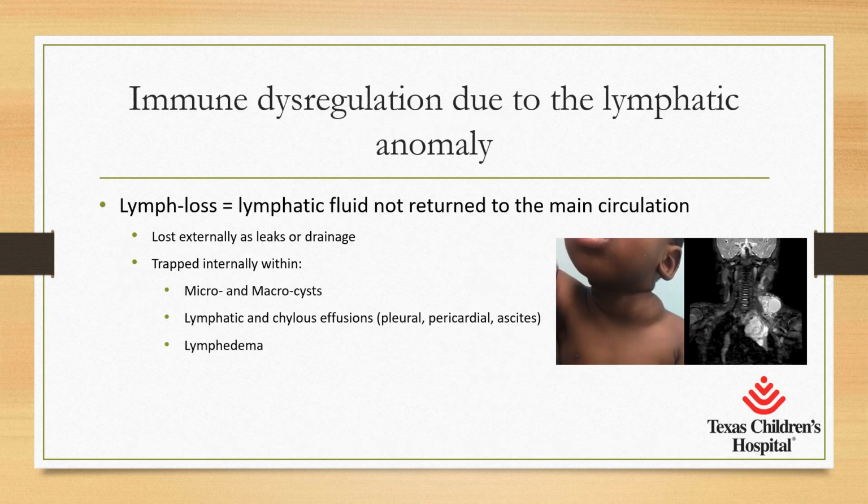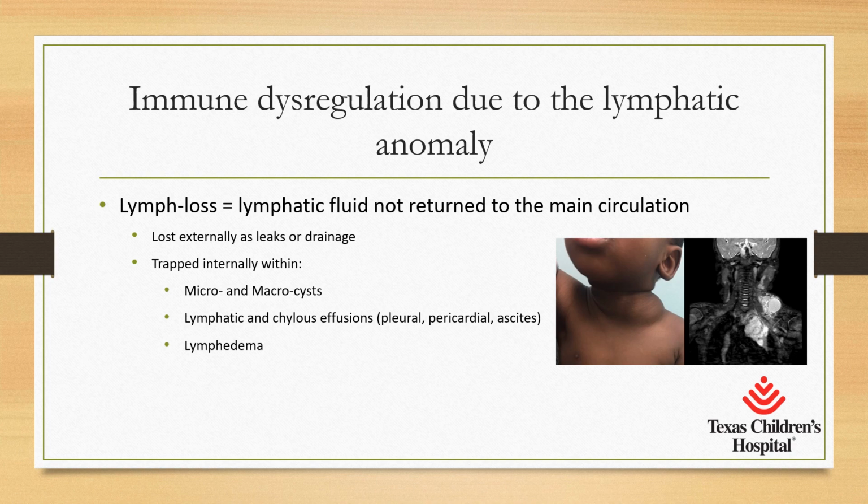So in a lymphatic anomaly, the lymph loss, or the lymphatic fluid not returned to the main circulation, is lost either externally due to leaks from lymphatic vesicles or to drainage of an effusion, or it can be trapped internally within macrocysts, within the effusions, or within lymphedema. And in the picture I showed you over here, it's a child that has a simple lymphatic malformation on the neck, so in the cervical area and the anterior mediastinum.